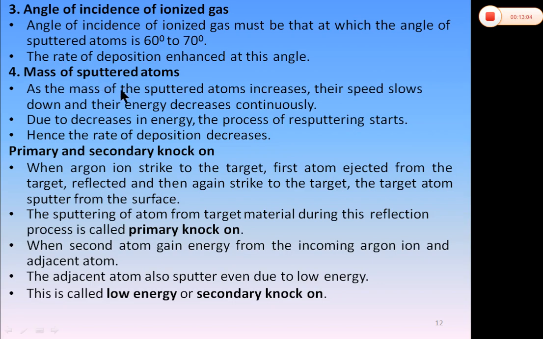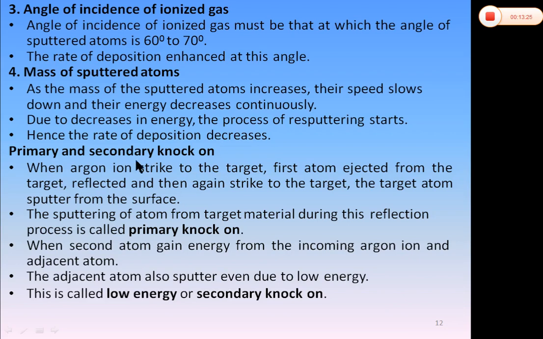Mass of sputtered atom. As the mass of the sputtered atom increases, its speed slows down and its energy decreases continuously. Due to the decrease in energy, the process of sputtering decreases. Due to the decrease in energy, the process of re-sputtering starts. Hence, the rate of deposition decreases.